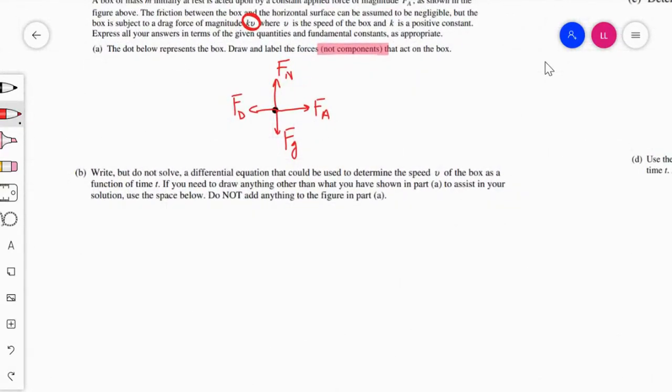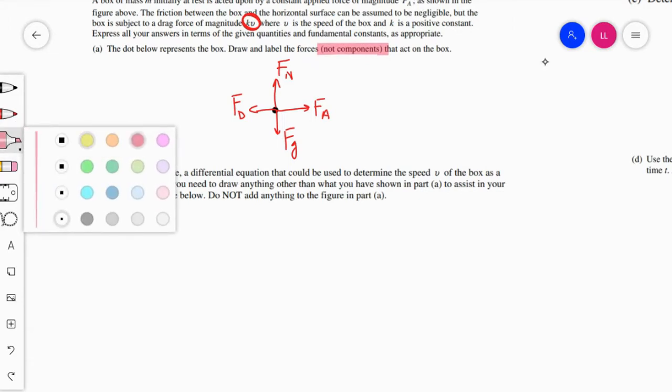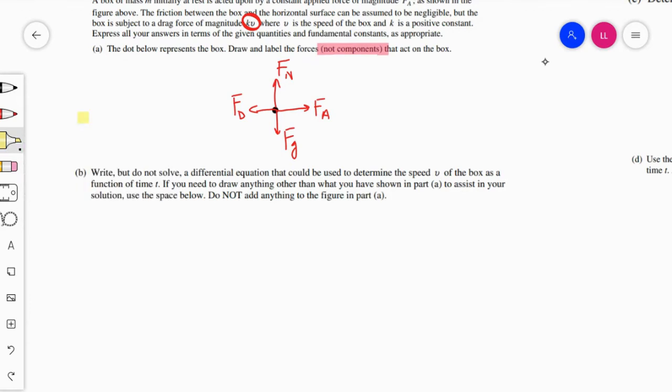Part B: write but do not solve the differential. So remember, in part B, the important thing here is we're just going to write it, but we're not going to solve it. We're going to solve it in part D. So we sum the forces, and because friction is negligible, we don't have to worry about the y direction. So we just have the applied force minus the drag force equals m times a. They tell us what the drag force is, and remember, our differential is going to be contained in the acceleration.